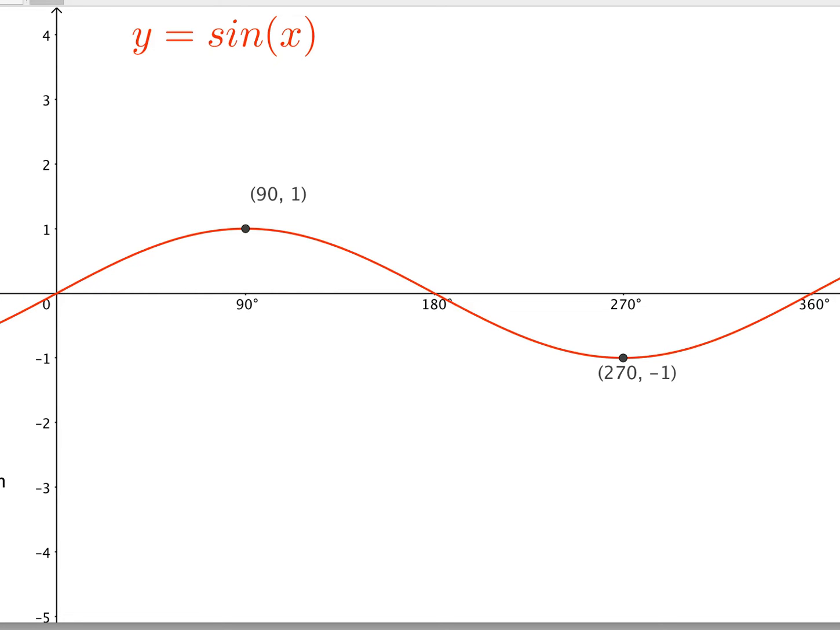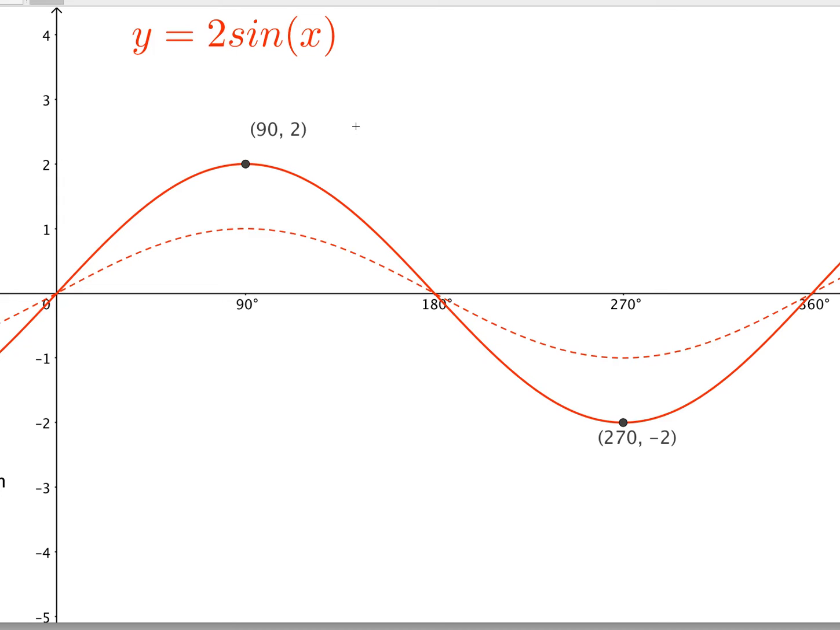Now if we go back to the first change, there's y equals 2 sine x. The key positions are at 90 degrees the peak became a value of 2. That's a maximum value of this function. Y equals 2 sine x is now 2, and it happens at 90 degrees. The minimum, which previously was 270 degrees, negative 1, becomes 270 degrees, negative 2. The y coordinate gets doubled from negative 1 to negative 2, but the x coordinate didn't change.